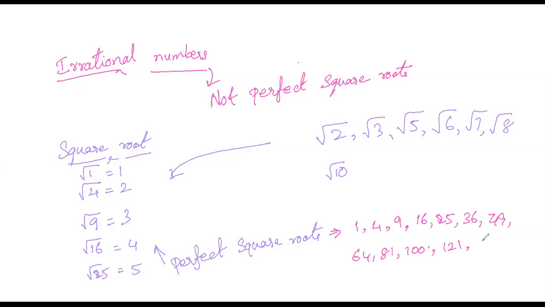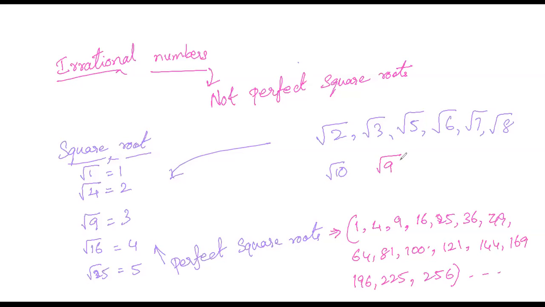121, 144, 169, what else? 196, 225, 256. Yeah, it goes on. So these numbers are perfect squares, which means if we take a square root of these numbers, we'll get a whole number. Other than these numbers, the remaining are not perfect squares, which means we have a 100.